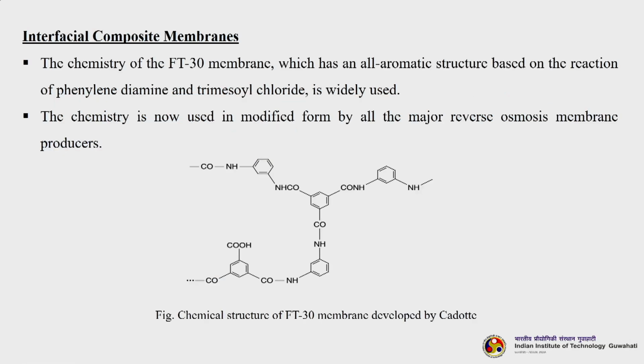This is the structure of the FT30 membrane that was developed by Cadotte, which has an all aromatic structure based on the reaction of phenylene diamine and trimesoyl chloride. So, phenylene diamine is the amine and trimesoyl chloride is the acid chloride. This chemistry is now used in modified form by all major RO membrane producers. Most of the membrane manufacturers have adopted this material.